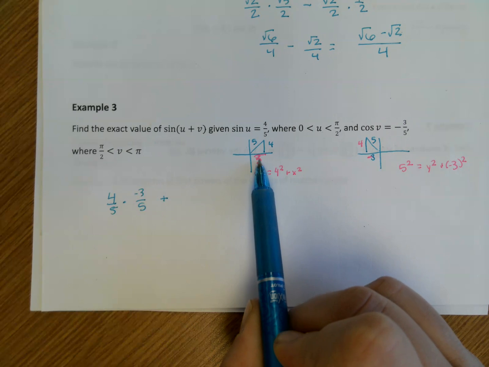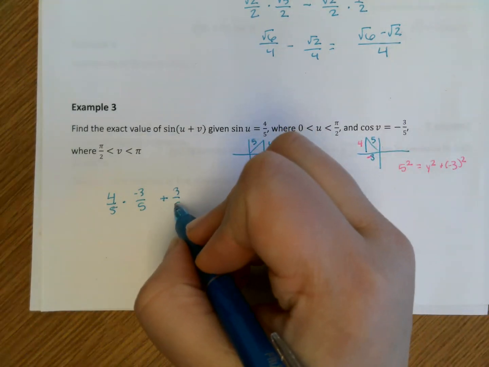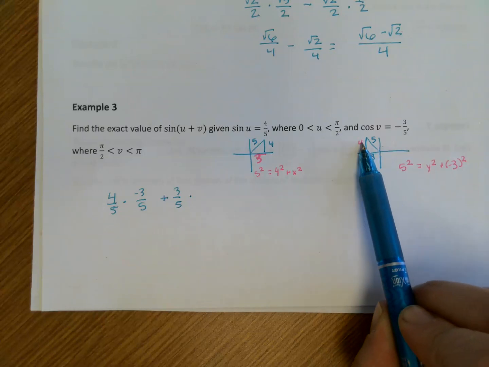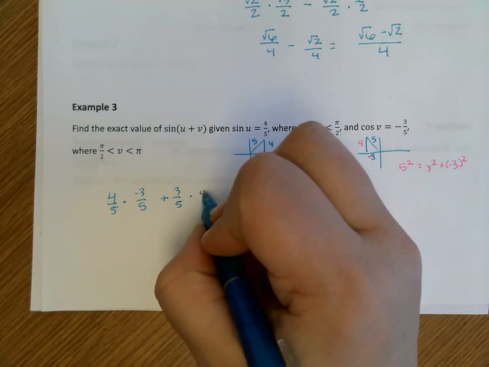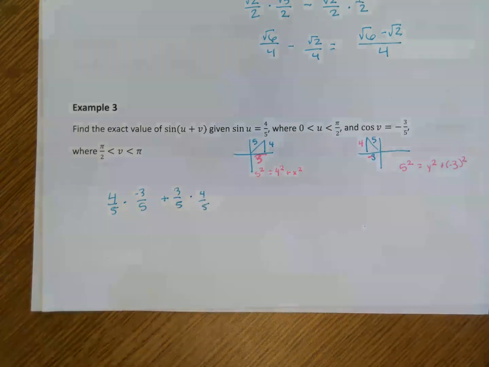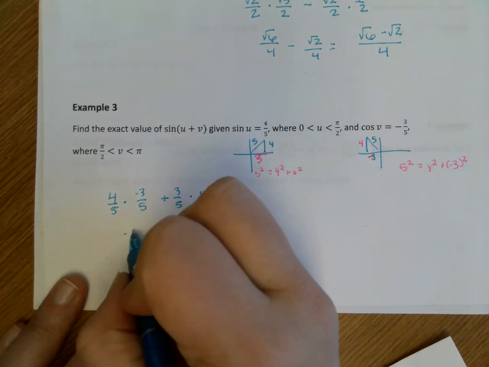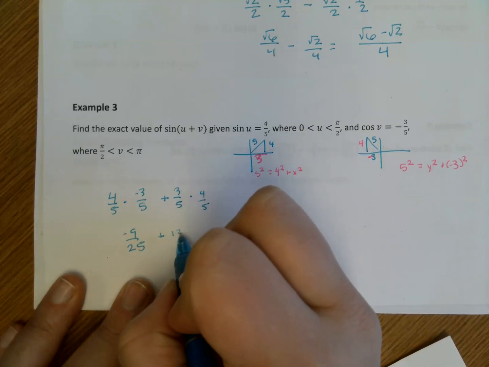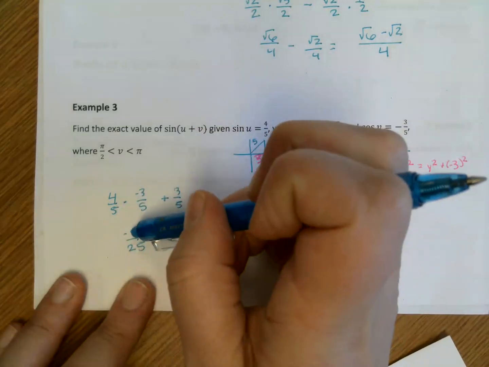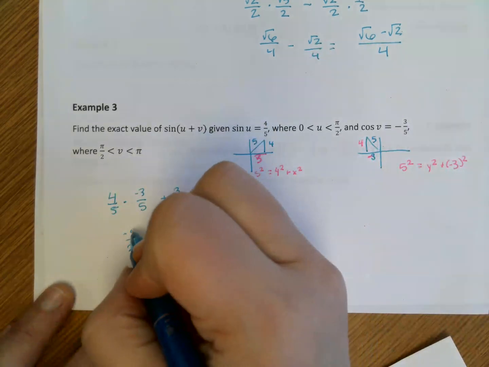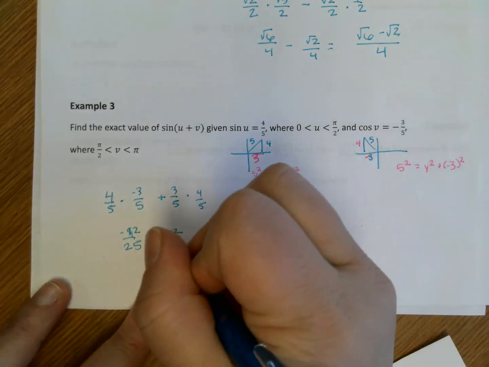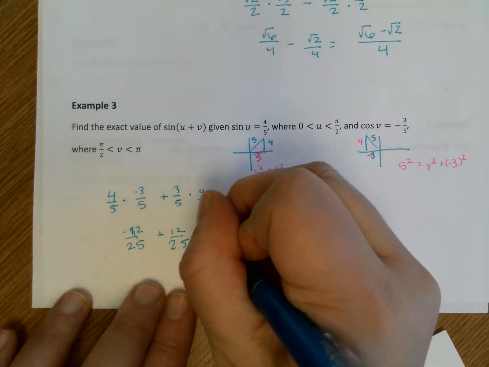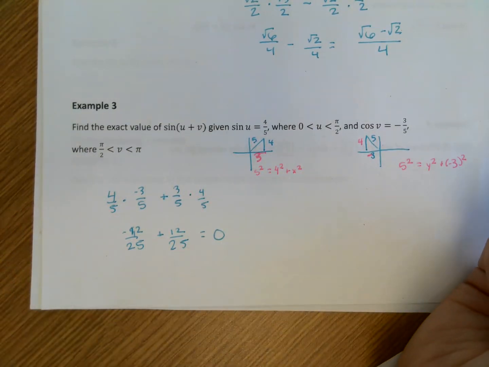So here's my u, and now I'm looking for my cosine u. Cosine u would be 3 over 5 times my sine v. So here's my v. My sine is my opposite over my hypotenuse, so this would be 4 over 5. And this becomes negative 12 over 25 plus 12 over 25. In this case, my answer would be 0.